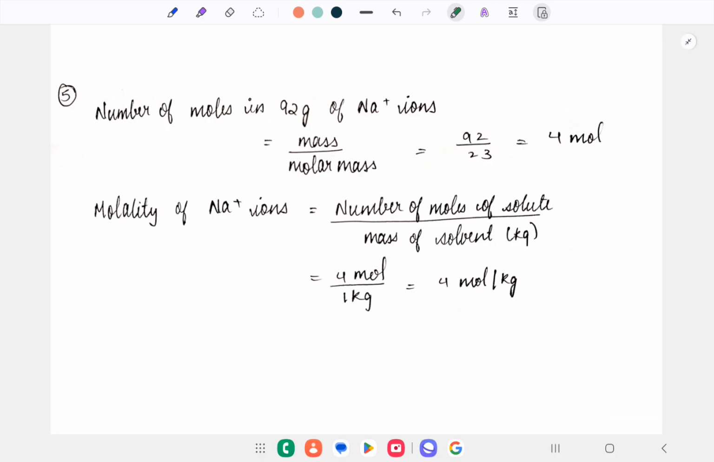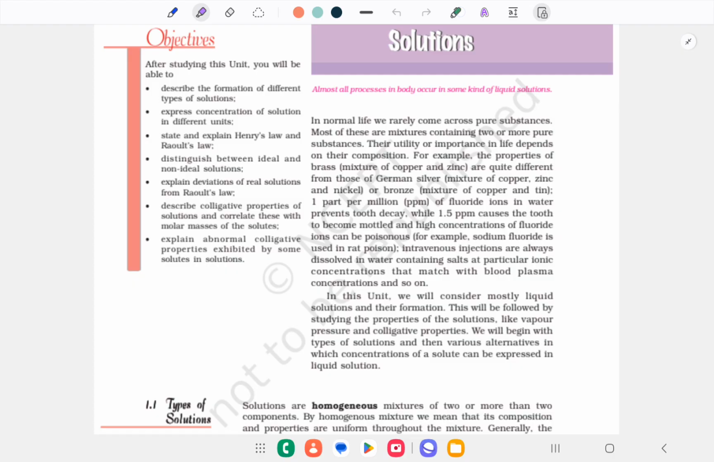So I've completed the questions. Now we'll give a quick NCERT reading. Now let's read the NCERT.